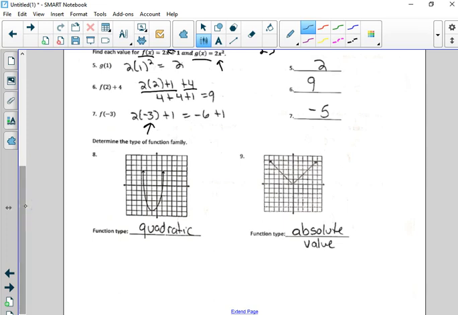Okay, number 8 is a quadratic. It's a parabola, but the family is quadratic. 9 is absolute value, V for value.